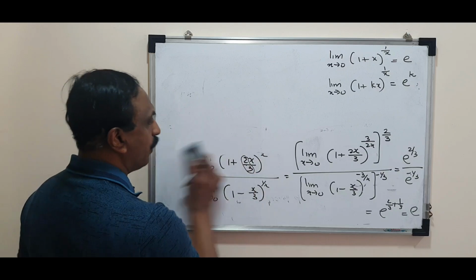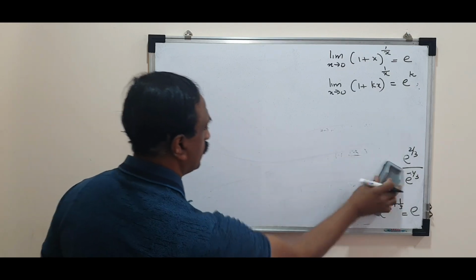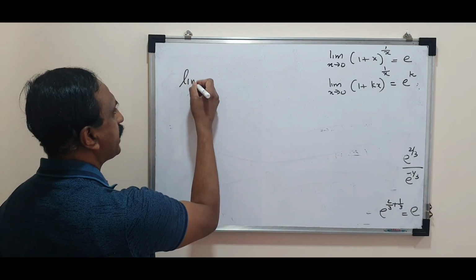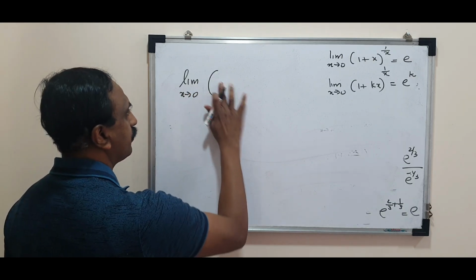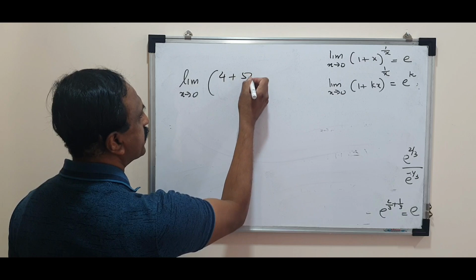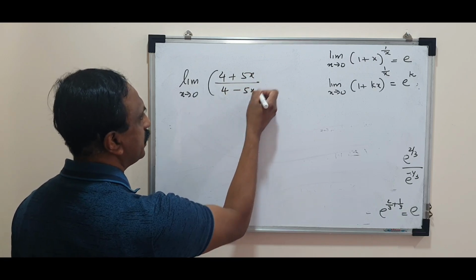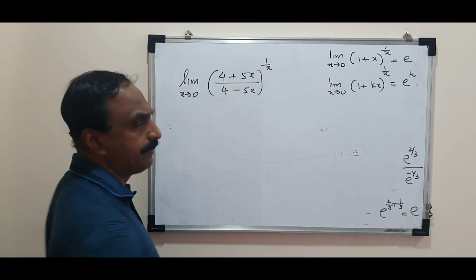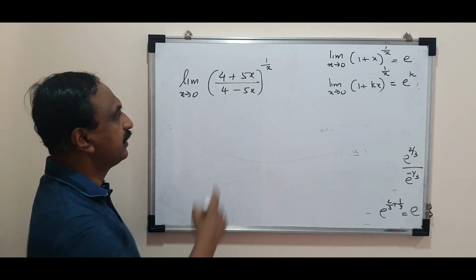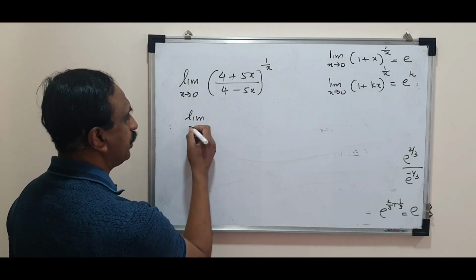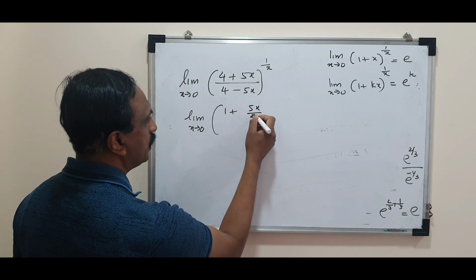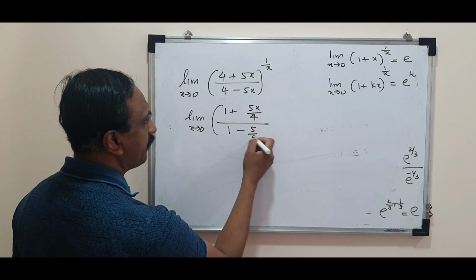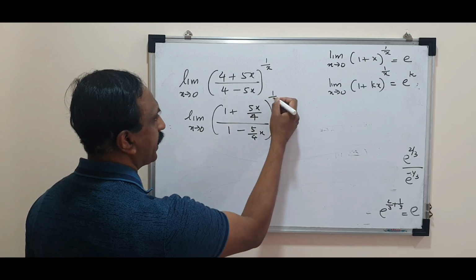So let's look at one more problem. Let's say limit x extending to 0, 1 plus 4 plus 5x upon 4 minus 5x raised to 1 by x. Now this time we want to calculate it directly. First you will divide by 4. You have to bring 1. Without 1 it will not work. So 1 plus 5x by 4 divided by 1 minus 5 by 4 x raised to 1 by x.